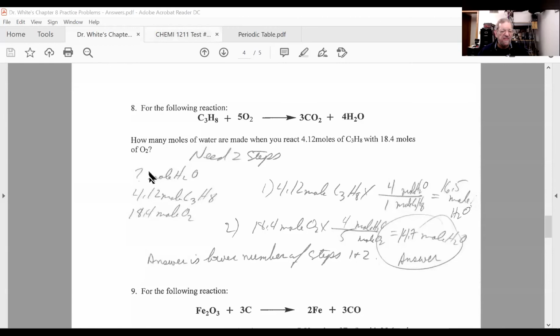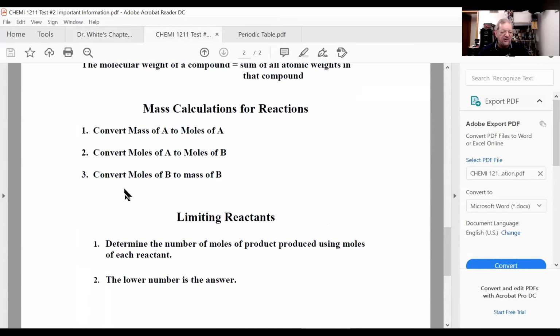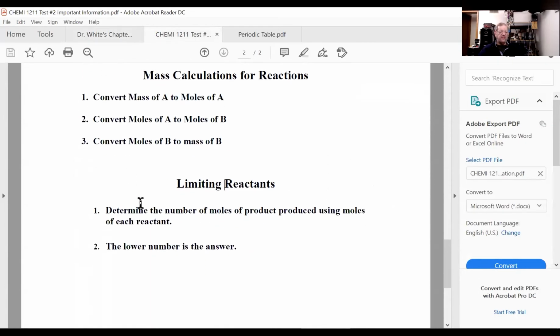And if we look at important information, limiting reactants problem, I don't have the word problem there, but determine the number of moles of product produced using each reactant. Again, determine the number of moles of product produced using moles of each reactant. The lower number is the answer. The lower number of these two calculations is your answer.